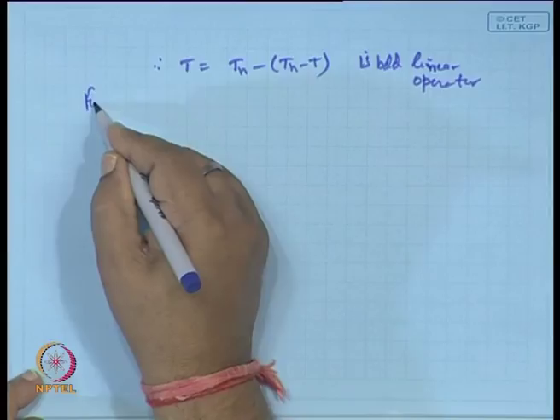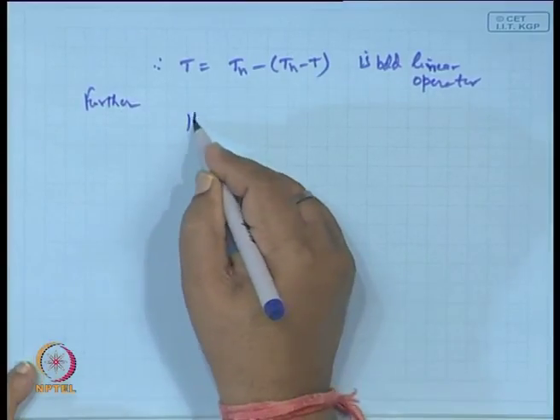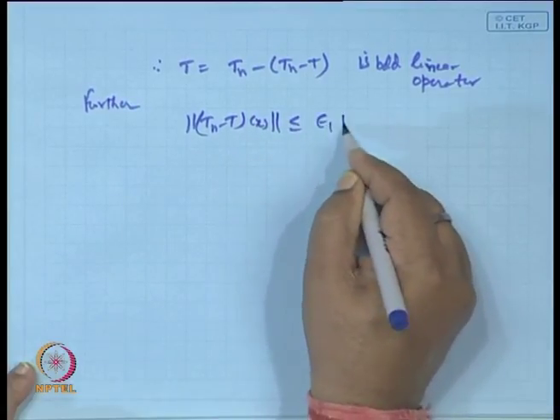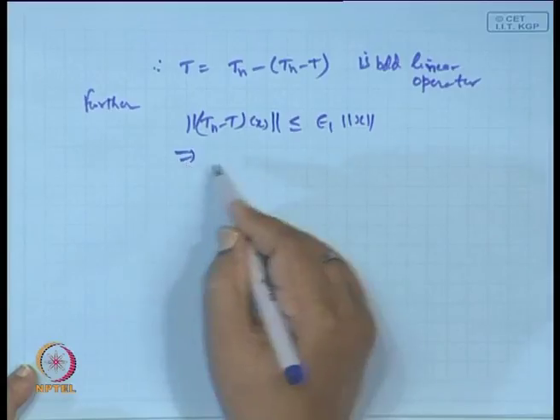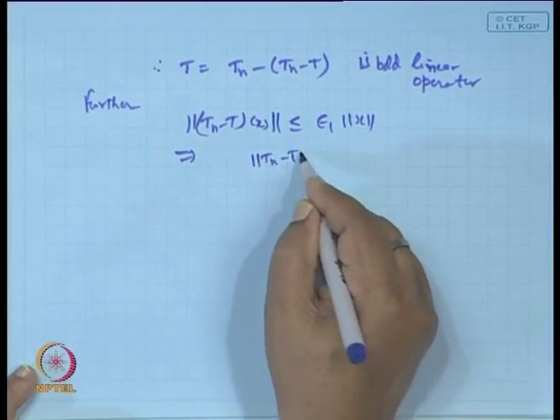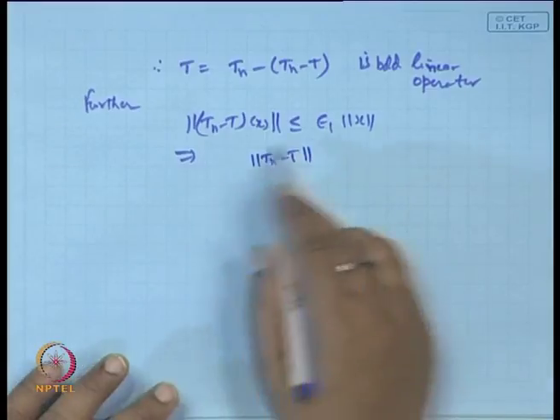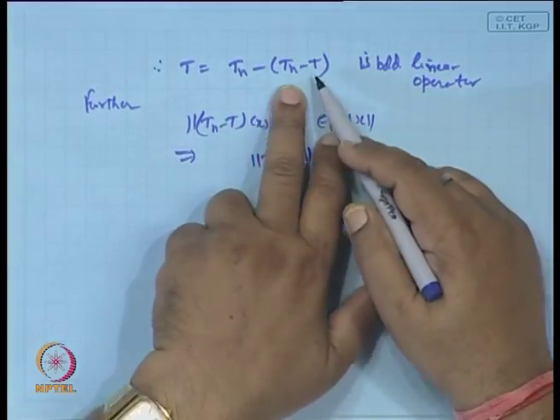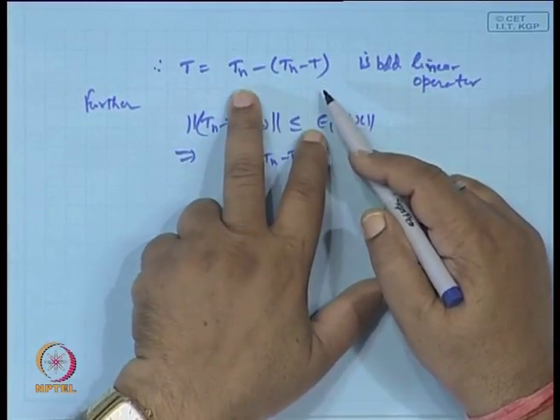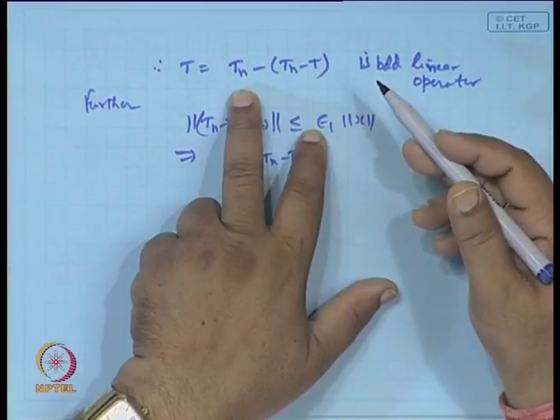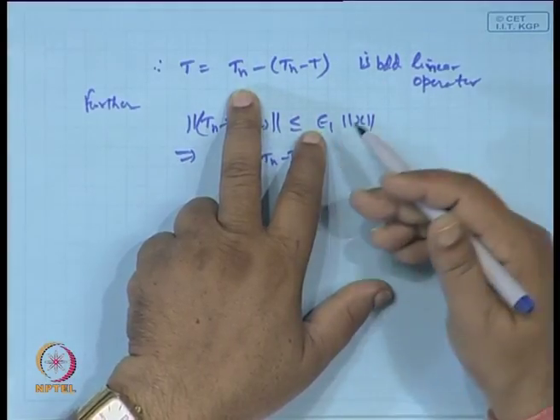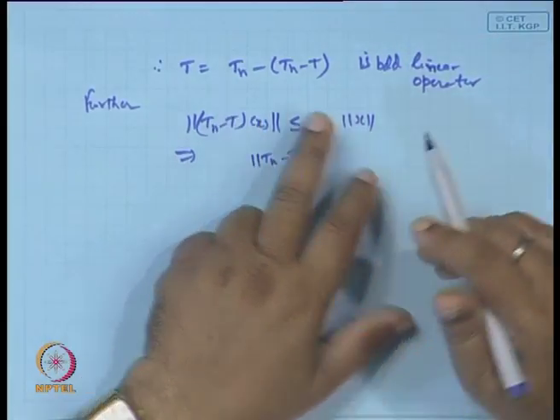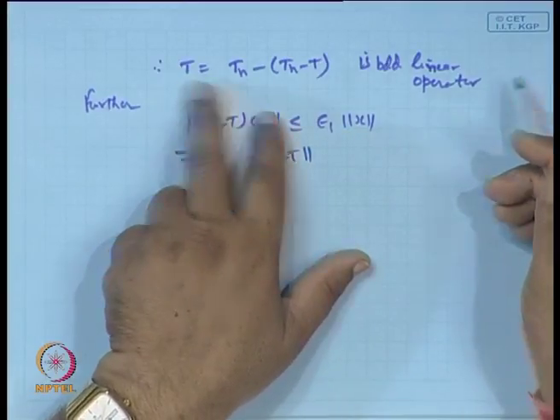Now, further, norm of (Tn minus T)x is less than or equal to epsilon times norm x. So from here we get norm of Tn minus T. So this point is not clear. Which one? T is a bounded linear operator. Tn minus T we have shown is bounded. Tn is also given to be bounded. So the sum of two bounded operators is bounded. Tn is an element of B(X,Y), it is given, so it is a bounded linear operator. So these two are bounded linear, therefore T is bounded linear.